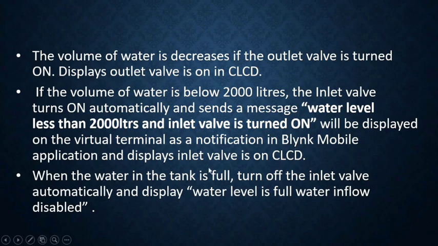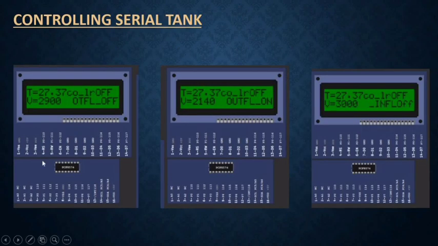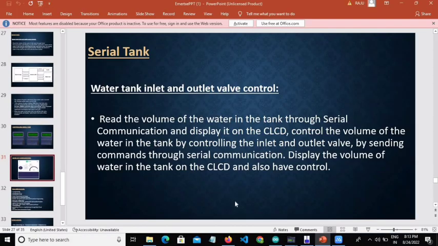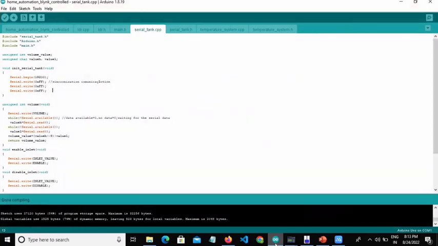When the water in the tank is full, the inlet valve turns off automatically and displays water level is full, inflow is disabled. This is how the serial tank control is structured. To control these, we will use Arduino code. The Arduino code for the serial tank is here.